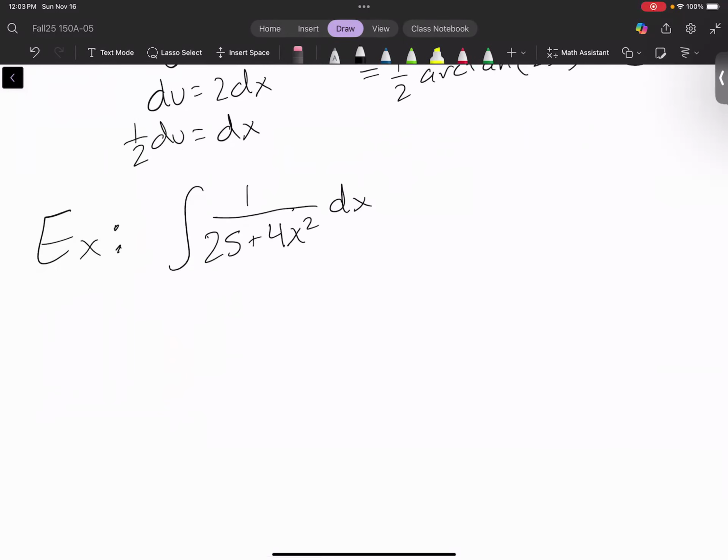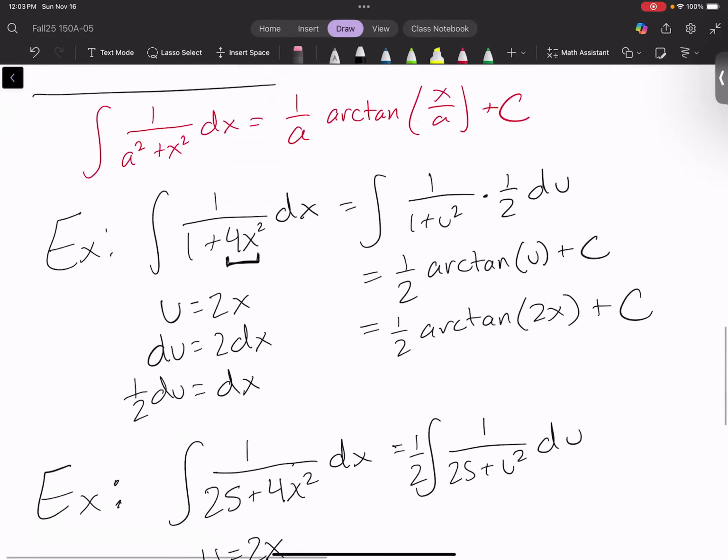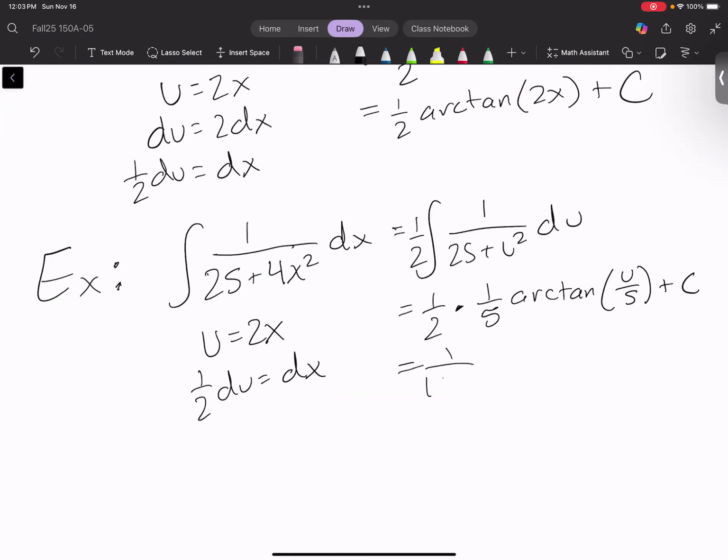Okay, hopefully you paused. So if you do u equals 2x again, right? So we get a half du equals dx, the same exact u setup we had earlier. So this turns into a half times the integral of 1 over 25 plus u squared du. And then we get to use the red piece that we talked about, right? So this half sticks in front, but then the 25 gives us 1 over 5 arctan u over 5 plus c. So that's a tenth, and then u was 2x. Okay, awesome. Very cool.